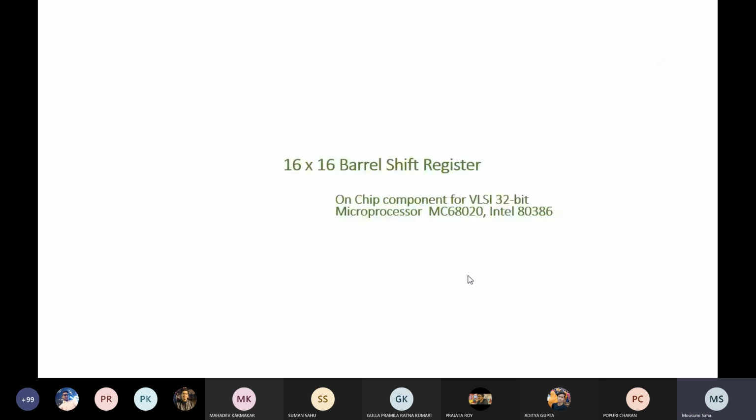Now 16 by 16, it is a barrel shift register. It is a very big circuit. You will try first. If you can't, then I will explain. Okay, from the Rafiquzzaman you will try. Already explained this circuit.